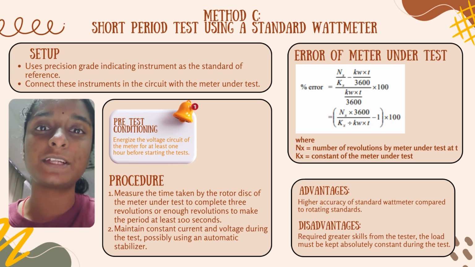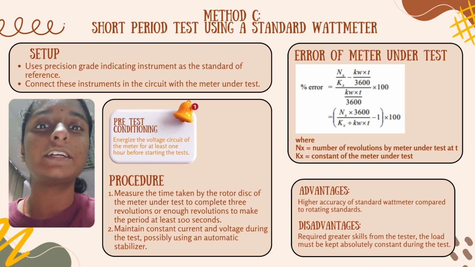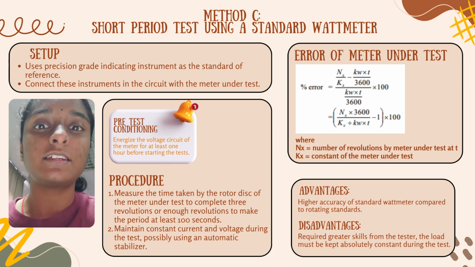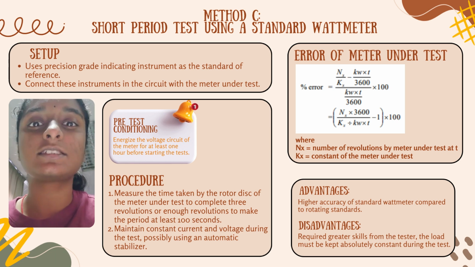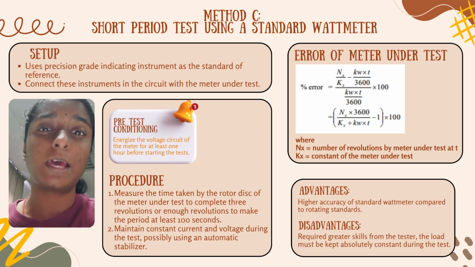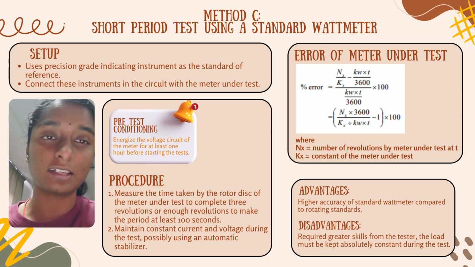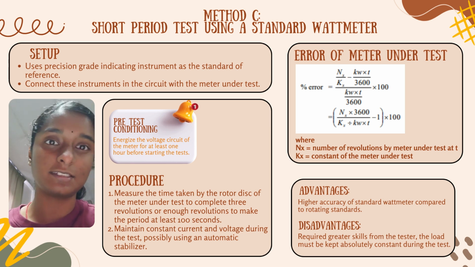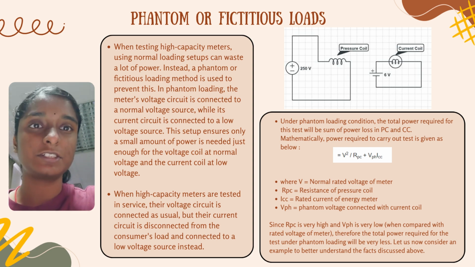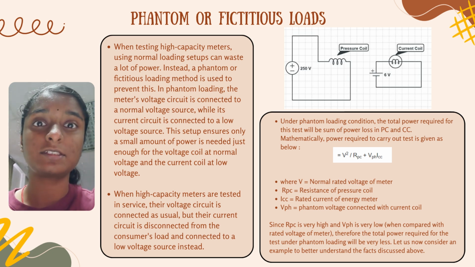The advantage of this method is higher accuracy of standard wattmeter compared to the rotating standards, and the disadvantage is it requires greater skill from the tester. The load must be kept absolutely constant during the test, it can't vary, or else the test results will not be accurate. Next is the phantom or fictitious loads method. When testing high capacity meters, the normal setup can waste a lot of power.